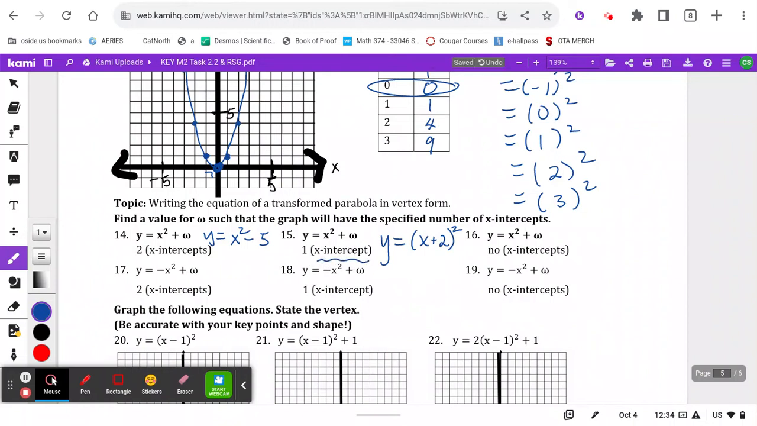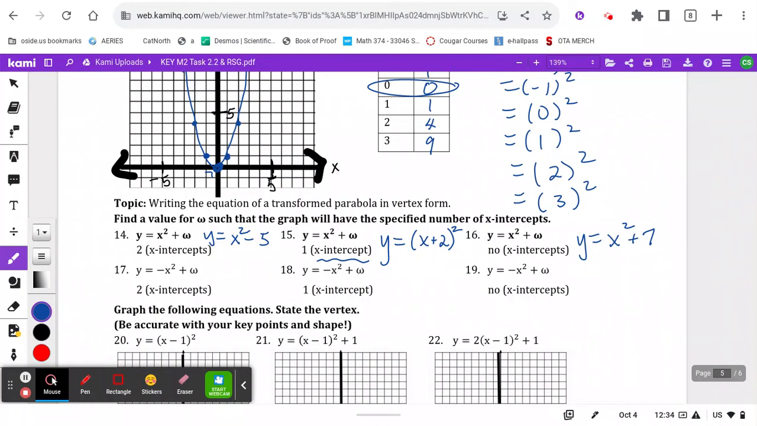No x-intercepts means I want to move it up above the axis, not touching it at all. So y equals x squared plus literally any number would work for that. Pause the video, try the next few. Okay, let's see how you did.